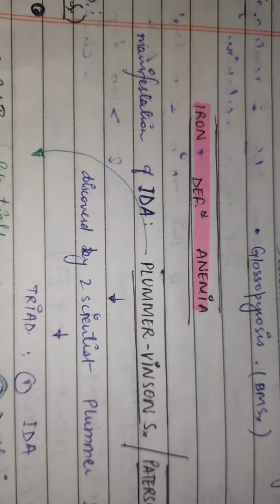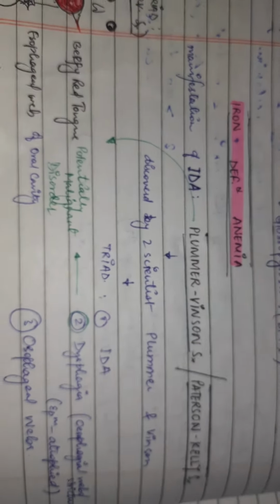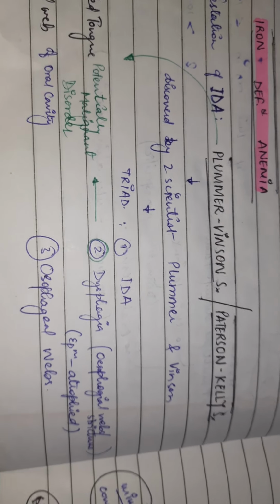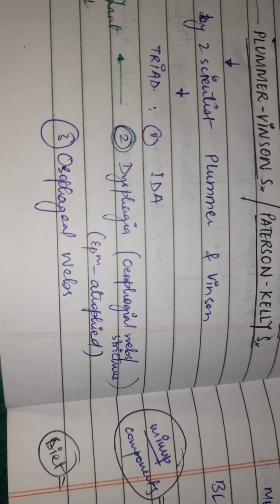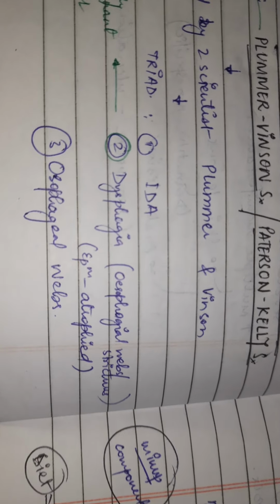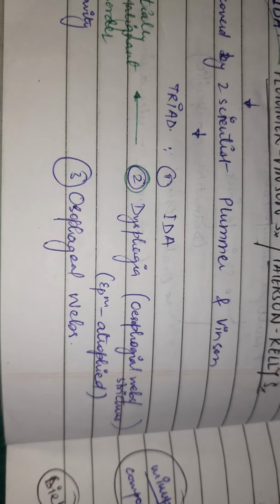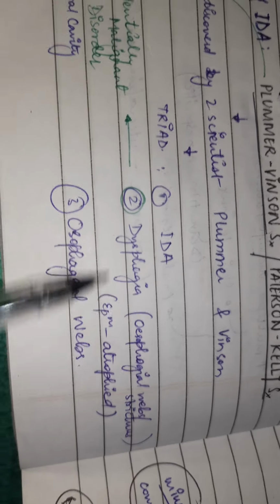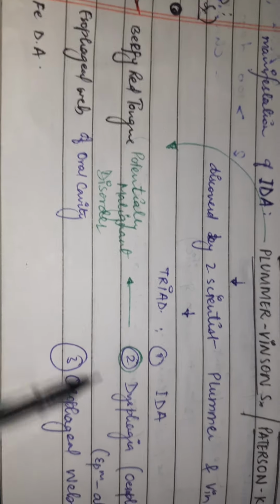deficiency anemia. A manifestation of iron deficiency anemia is Plummer-Vinson syndrome or Paterson-Kelly syndrome, discovered by two scientists, Plummer and Vinson. It's a triad of three things: iron deficiency anemia, dysphagia, due to esophageal webs and strictures, where the epithelium is atrophied, and third, esophageal webs. Dysphagia is a potentially malignant esophageal disorder; Plummer-Vinson syndrome is among the potentially malignant disorders, due to dysphagia.